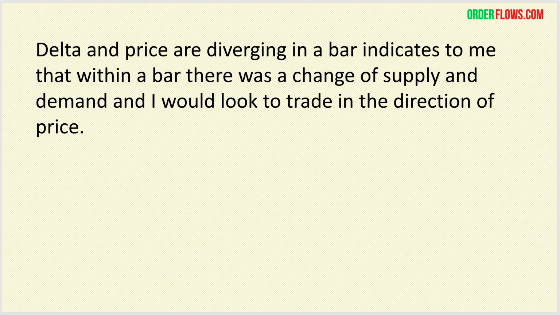So imagine you have a bar that starts out with very strong negative delta, okay, minus 1,000 negative delta, then finishes the bar at positive 1,000 delta. The bar closes higher than where it opened, and I'd be looking to trade in the direction of price. Price is going higher because aggressive buyers came into the bar late. Early you had aggressive selling, later on you have aggressive buying.